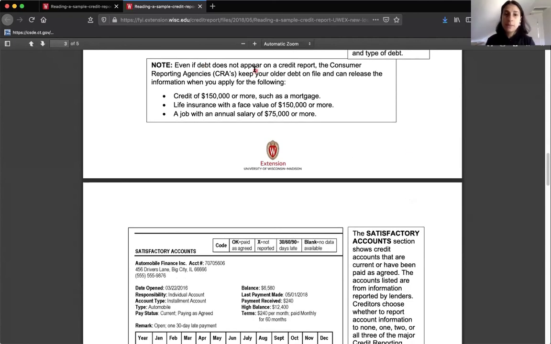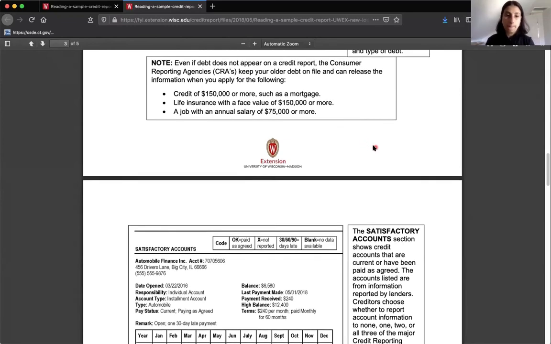Even if the debt doesn't appear on a credit report, the consumer reporting agencies keep your older debt on file and can release the information when you apply for the following. For example, a credit of $150,000 or more, such as a mortgage, life insurance with a face value of $150,000 or more, or a job with an annual salary of $75,000 or more.